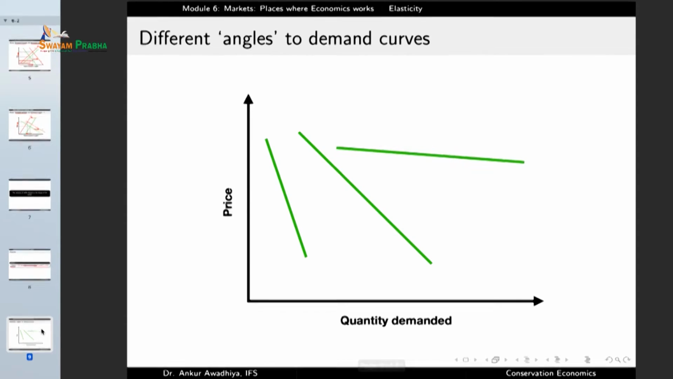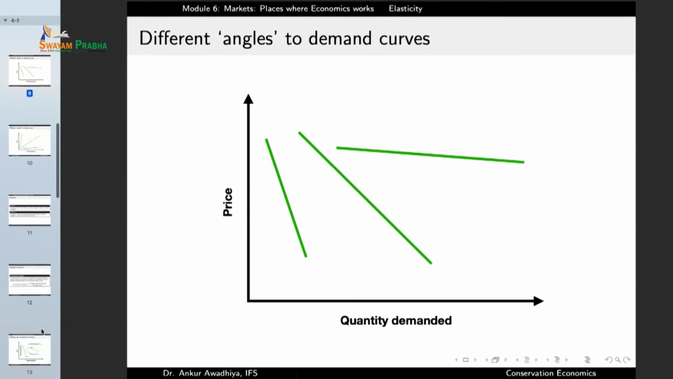That is, if we look at the demand curves, they are always sloping downwards. But then, does it look like this? Does it look like this? Or is it more or less flat? So these are all different demand curves, but they have a different angle of slope. And what we are trying to understand now is how this angle of slope determines or influences the market outcome.